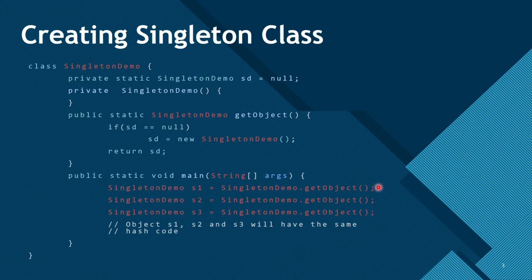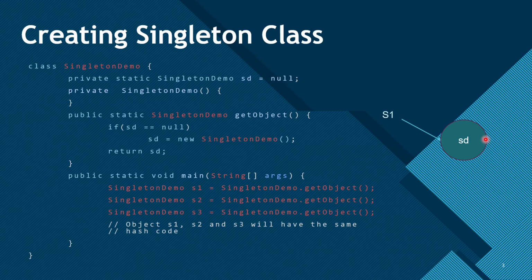So here inside the main method I have done some examples to create objects of this class. Here we have an s1 reference variable, and using getObject we are trying to create an object. When we call the getObject method, it will go inside it and check if st's value is null or not. Yes, it's null because it's the first time. So it will go inside the block and create a new object, and it will return that st object to s1.